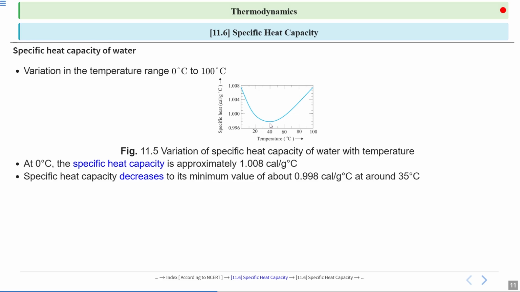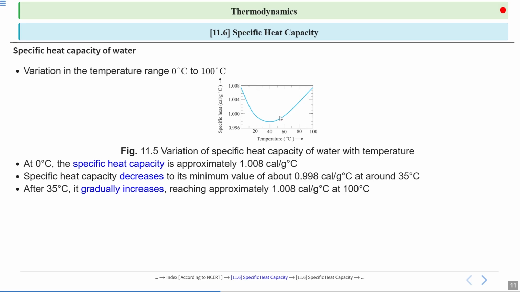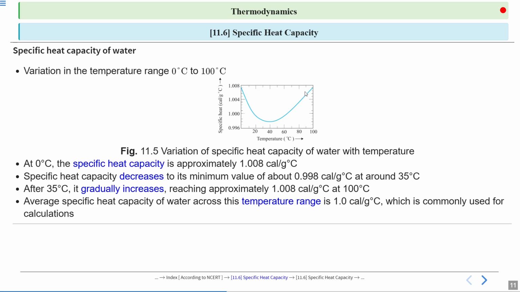After 35 degrees Celsius, it gradually increases, reaching approximately 1.008 calorie per gram per degree Celsius at 100 degrees Celsius. The average specific heat capacity of water across this temperature range is 1 calorie per gram per degree Celsius, which is commonly used for calculation.